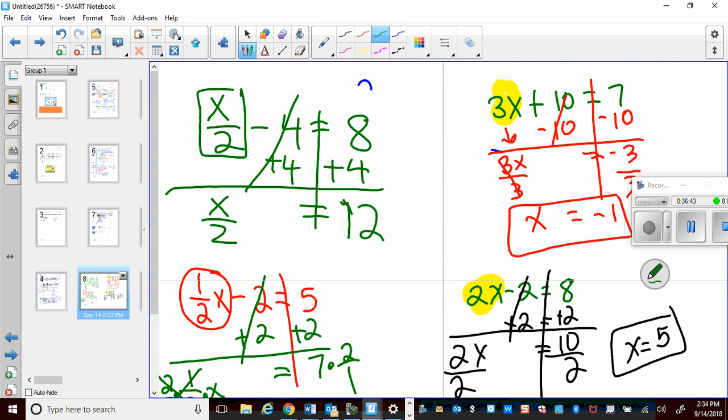Why do I get rid of that 2? Multiply by 2. It says x divided by 2, so I'm going to multiply by 2. This cancels. x equals 24.